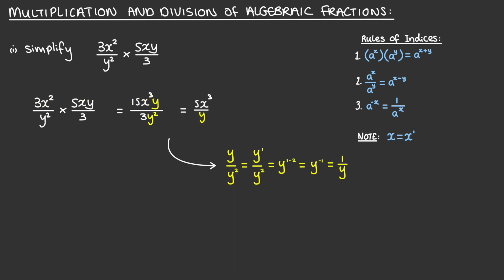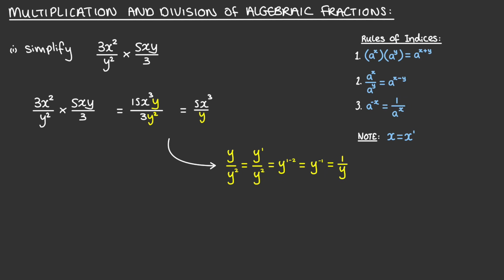We can also simplify the fraction by dividing y by y squared. Y divided by y squared is the same as saying y to the power of 1 divided by y to the power of 2. According to the second rule of indices, a to the power of x divided by a to the power of y is equal to a to the power of x minus y. So y to the power of 1 divided by y to the power of 2 is equal to y to the power of 1 minus 2. 1 minus 2 is equal to minus 1.